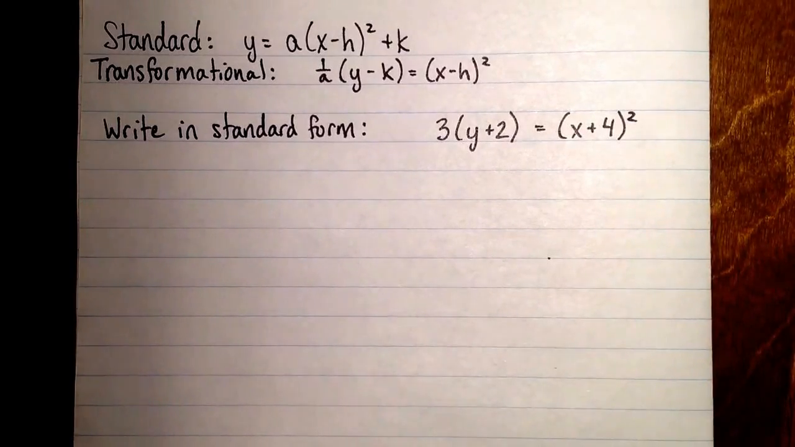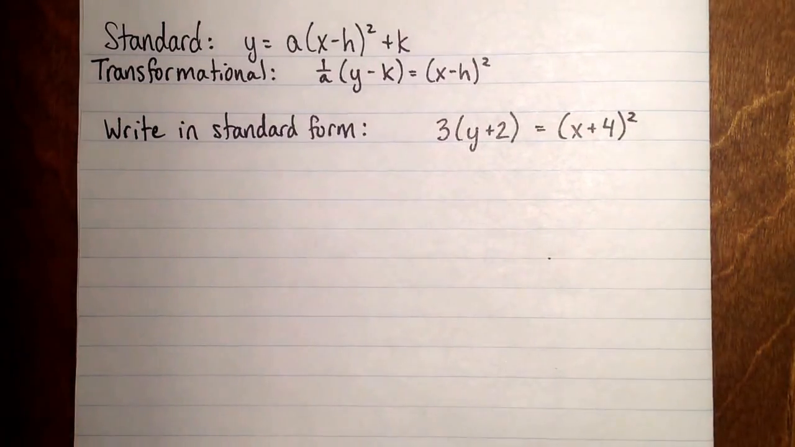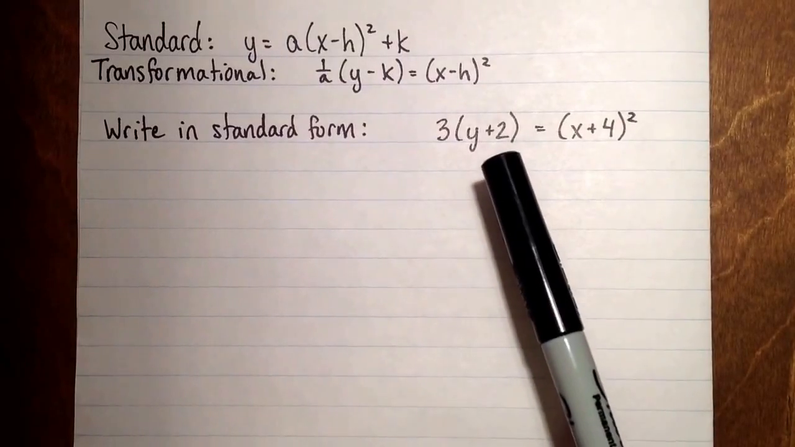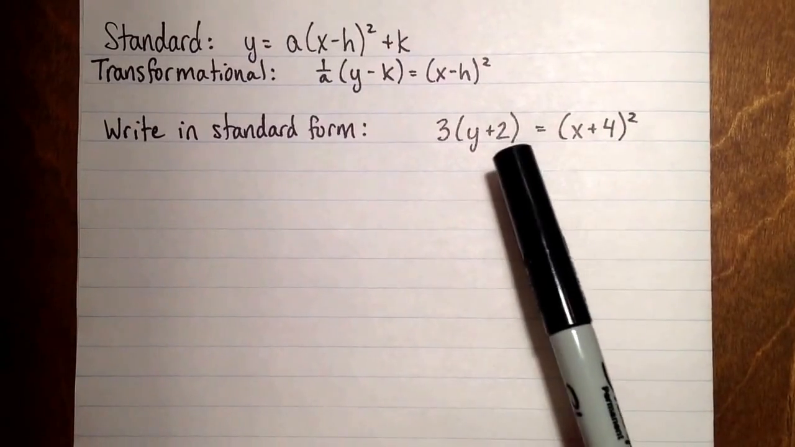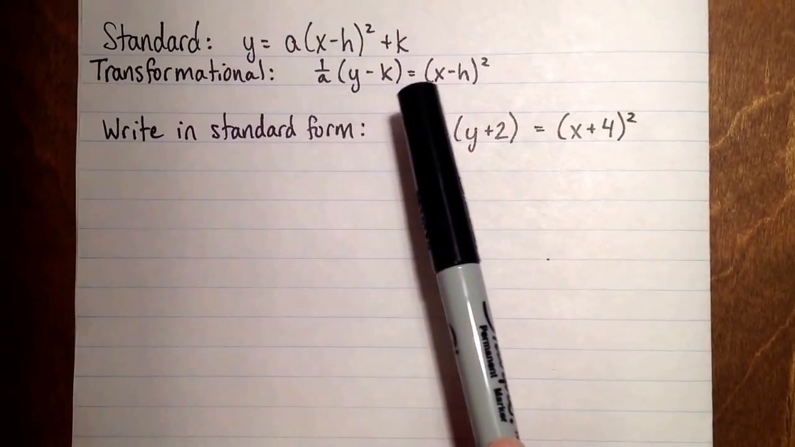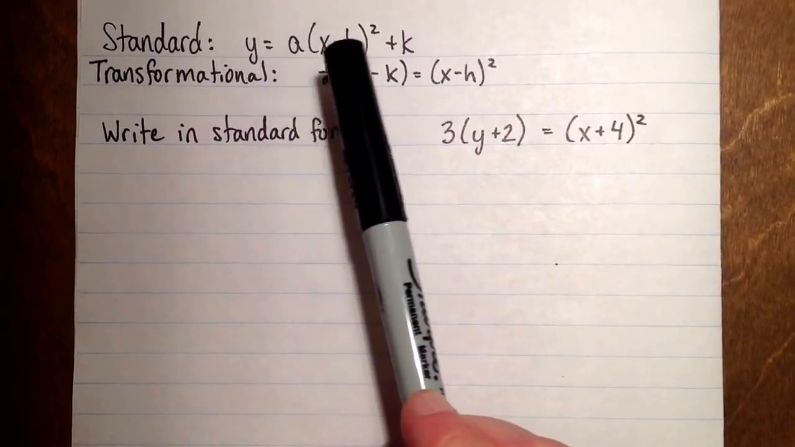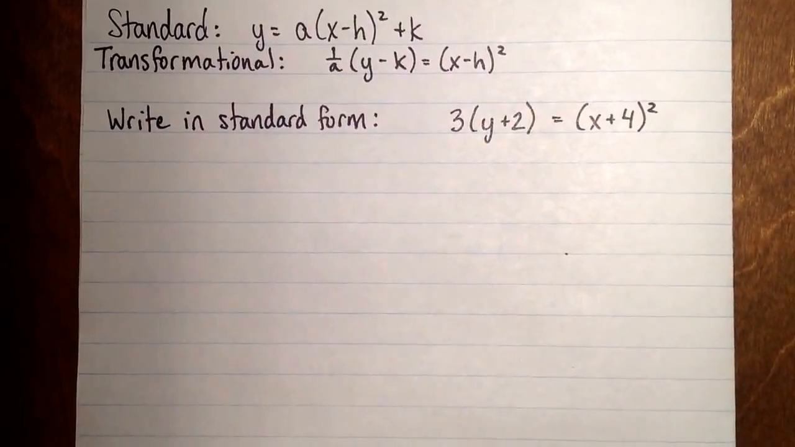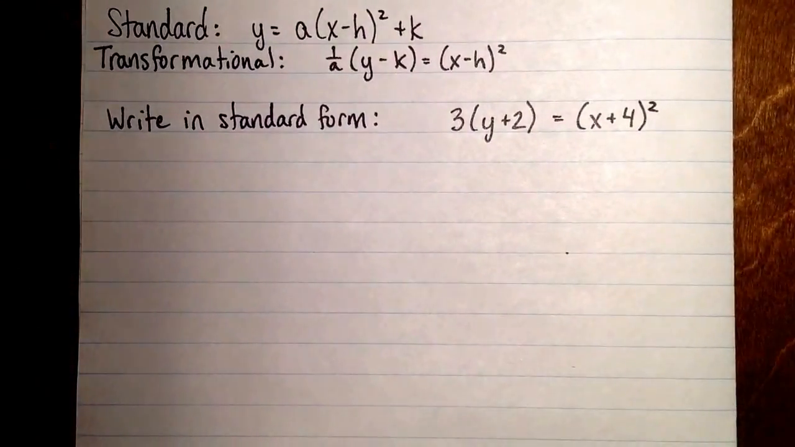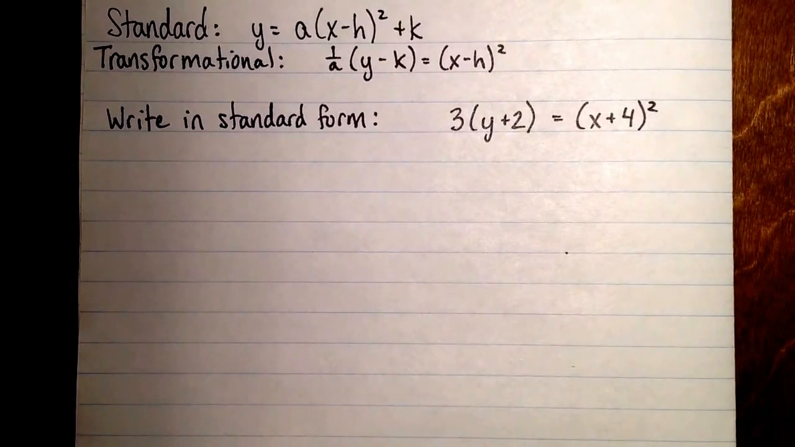Okay, so I'm going to do two examples. The first one, I have right here an equation that's written in transformational form, like this. And I need to write it in standard form. So again, this is just a little calculation thing you need to be able to do.